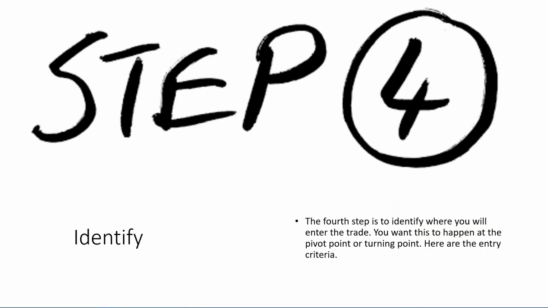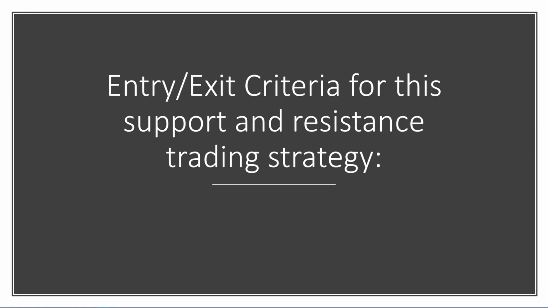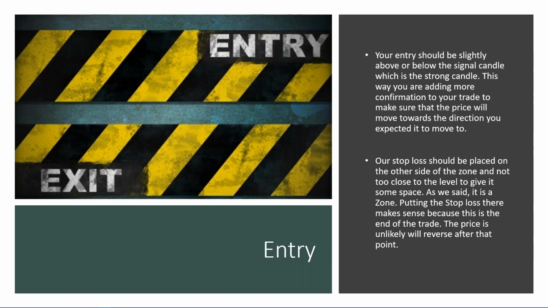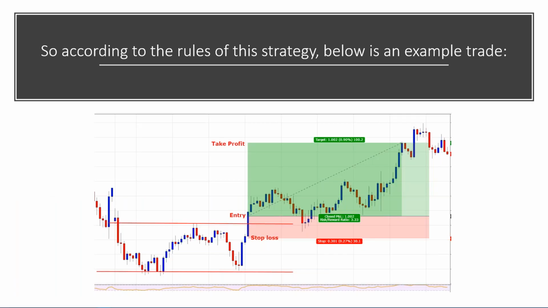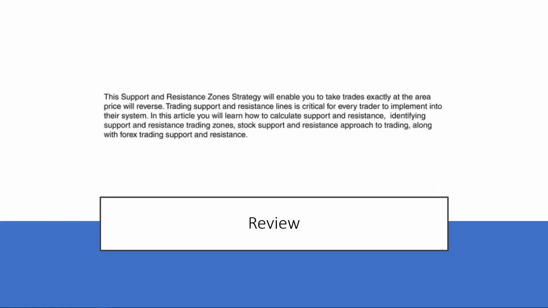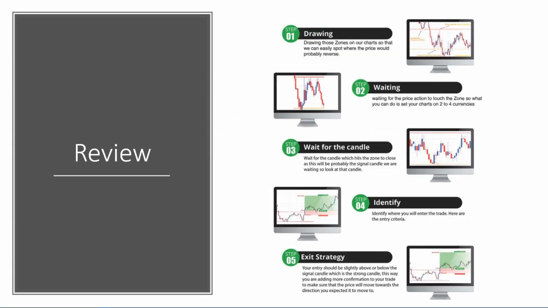So step four is to identify where you will enter the trade. If you want this to happen at the pivot point or the turning point, and then where we want to exit that trade, where we want to put our stop loss for that trade, all based on that candle. So we want to draw our zones. We want to wait for price to come to those zones. We want to wait for the candle. We want to identify when we'll enter the trade, and then lastly, identify when we will exit that trade.